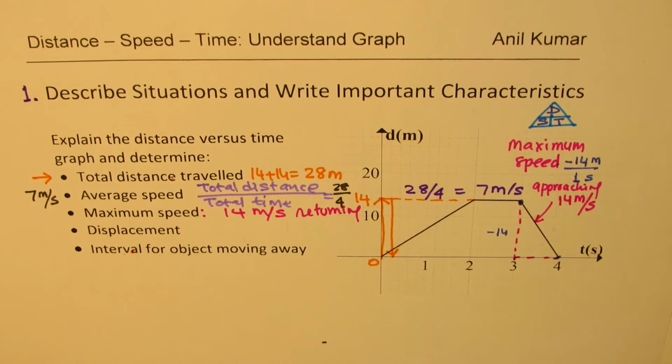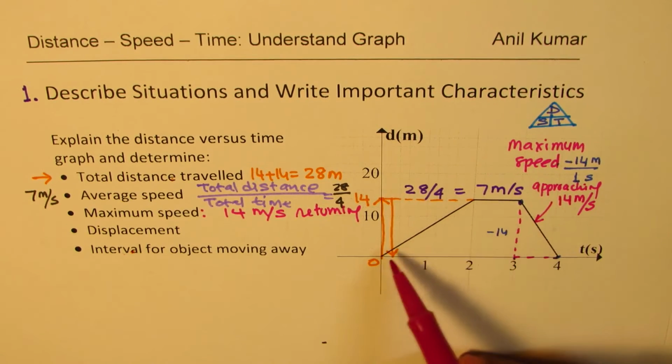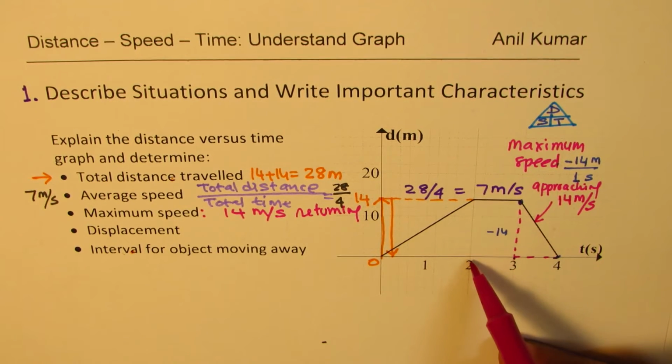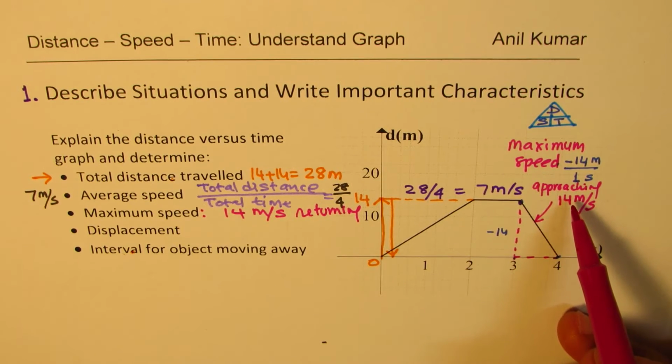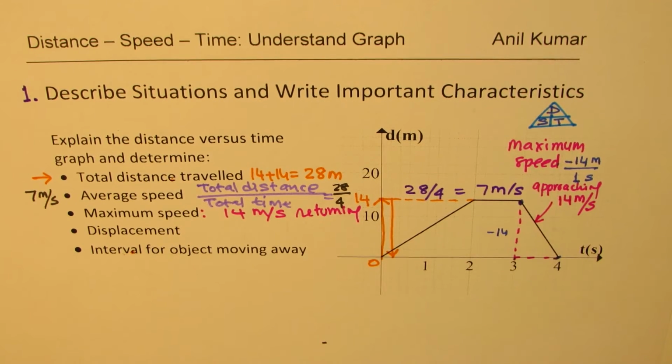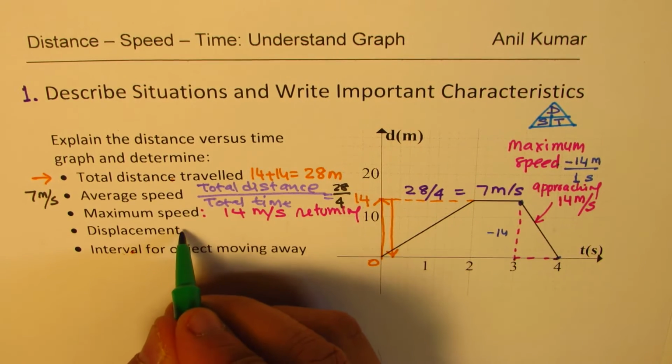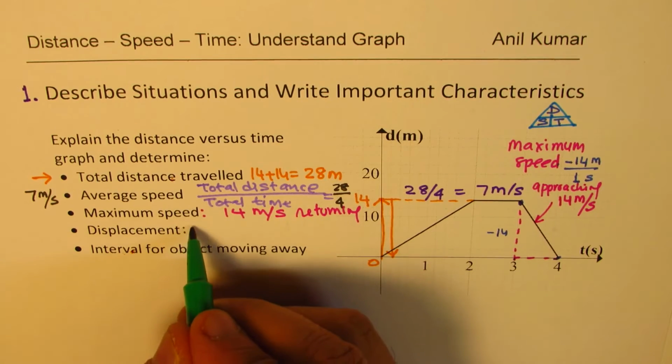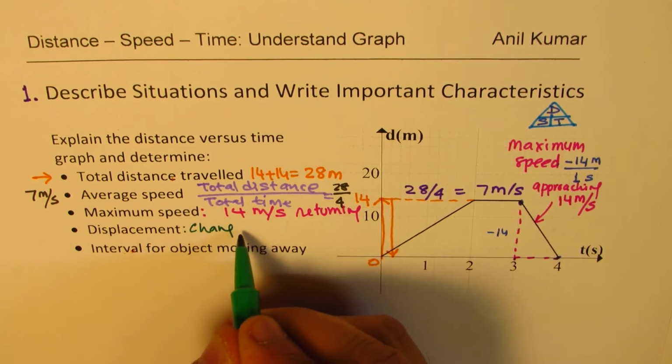Does it make sense to you? Here, what is the speed? That 14 meters is covered in 2 seconds. It is half of 14, which is 7. Do you see that? Okay. Now, the next question here is to find the displacement. So displacement basically is change in position.